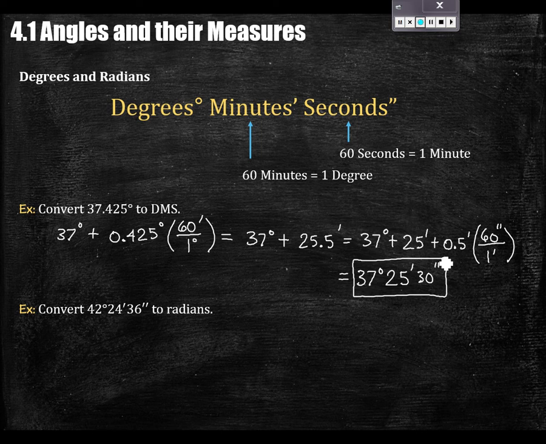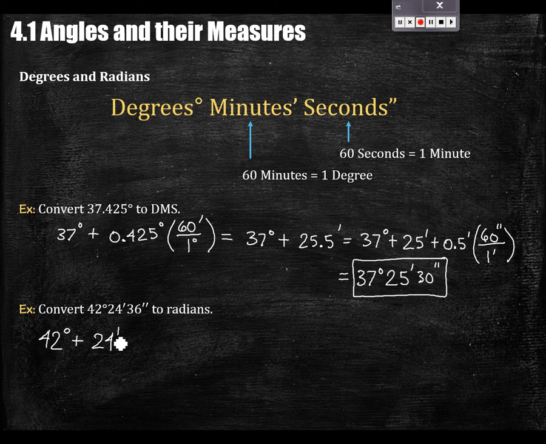All right, how about going the other way? I've got something in degrees, minutes, and seconds, and I want to convert it to radians. Okay, well, we'll convert it to degrees first. How about this? I think I can do that, and then we can worry about radians. So how do we convert this to degrees? Well, I know it's 42 whole degrees, and then there are some minutes. How many degrees is 24 minutes?